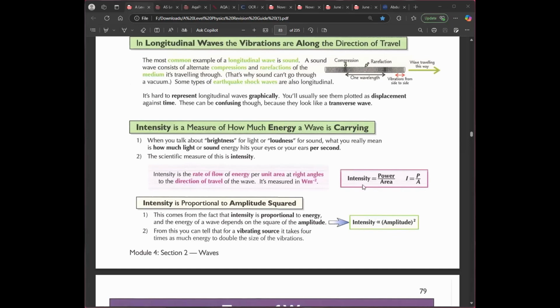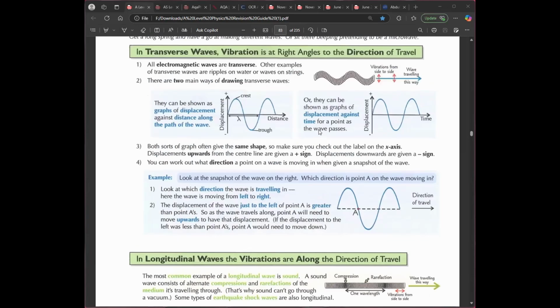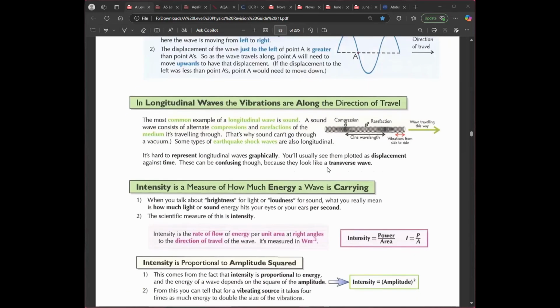So just remember, intensity is the power that is concentrated in a unit area. And the relation between intensity and amplitude is that intensity is directly proportional to the amplitude squared. And amplitude is something that you can directly measure from the graph if the graph is given to you. All right.